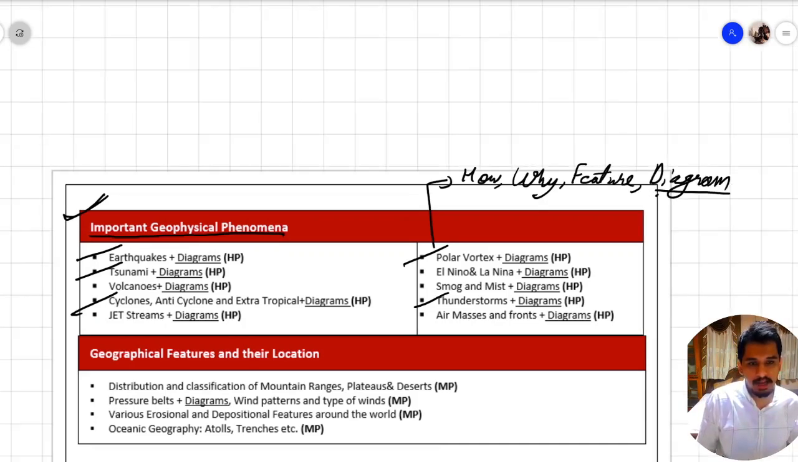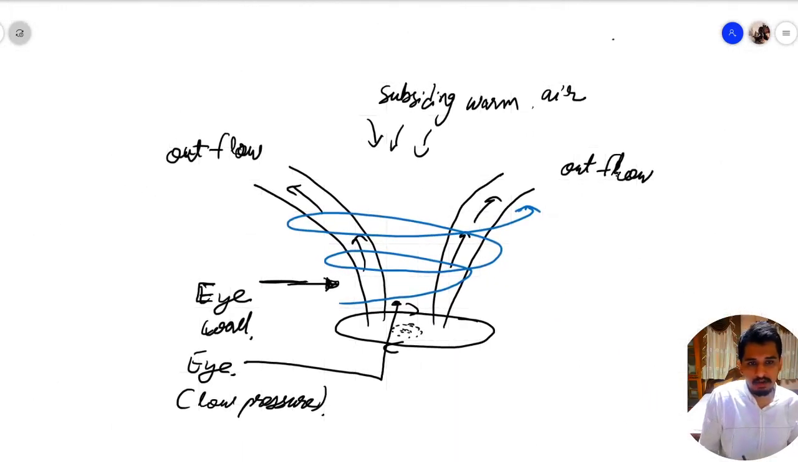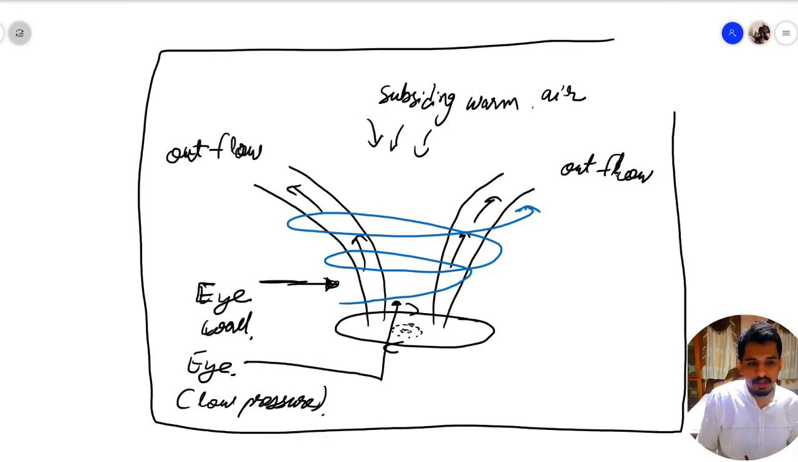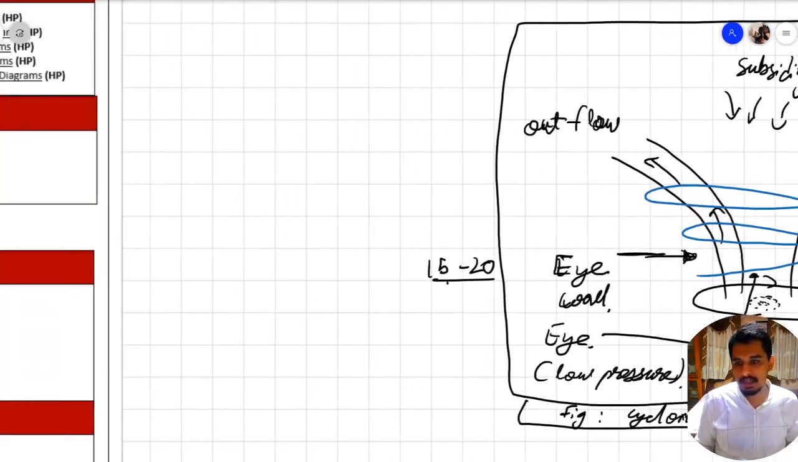Now what I mean by diagram is that suppose I have prepared this diagram for cyclone. So this diagram is simple, but at the same time it is effective. It wants to convey what I want to say, and at the bottom I will write FIG, figure, and in this I will write cyclone. So like this you have to prepare each and every diagram in a brief and lucid manner which can be drawn in 15 to 20 seconds. I hope it is clear.